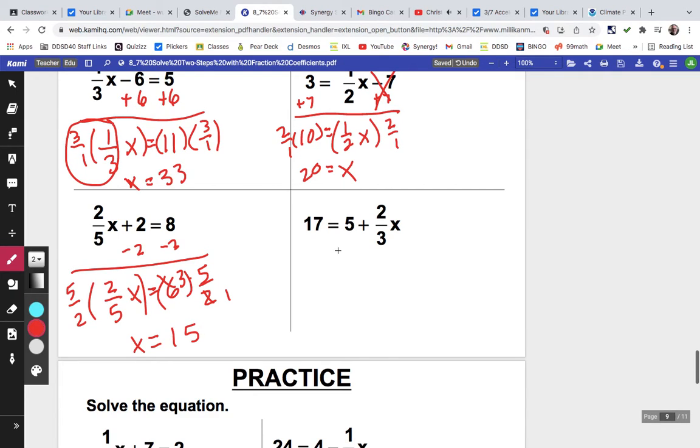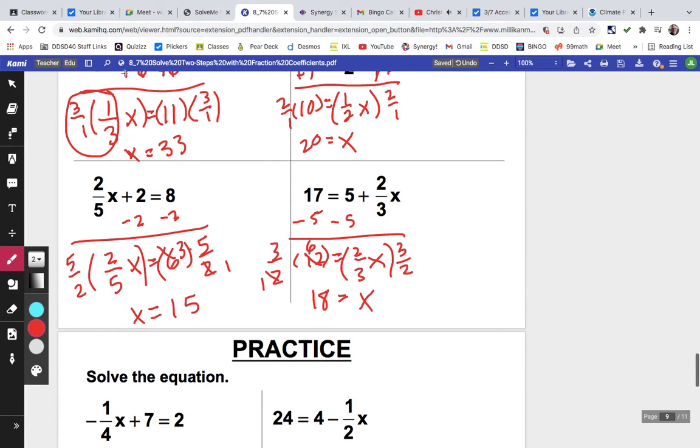Let's do one more. Let's subtract 5 from both sides of the equation. So we've got 12 equals 2/3 x. We're going to multiply by the multiplicative inverse, and that's going to create a 1 over there. 3/2 here. This is equal to x. And 2 goes into 2 once, 2 goes into 12 6 times, so 6 times 3 is 18.